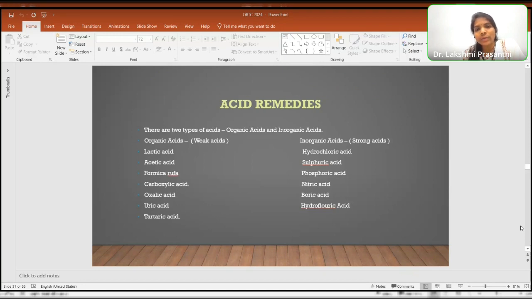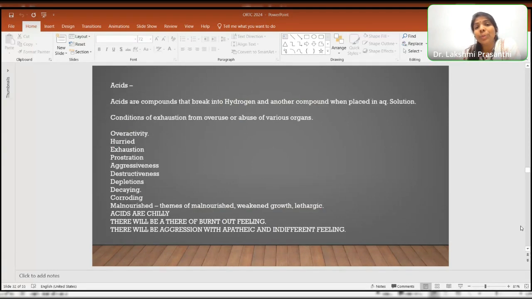There are 2 types of acids, the inorganic acids and the organic acids. Organic acids are the weak acids. You have lactic acid, acetic acid, formic acid, carboxylic acid, etc. Whereas in the strong acids, you have sulfuric acid, hydrochloric acid, nitric acid, and phosphoric acid, and many more. So the basic acids are those compounds which break into hydrogen and the other compound when added into aqueous solutions.